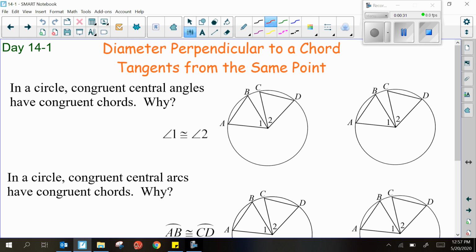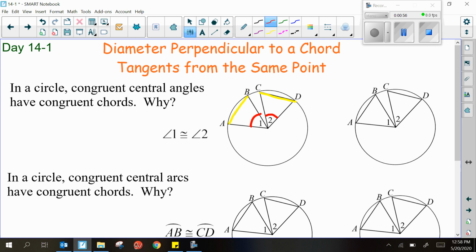All right, so the first situation we have in a circle, congruent angles have congruent chords. In other words, if I say that angle 1 is congruent to angle 2, how can you prove that chords AB and CD are congruent? I don't know they're congruent right now. I want to prove it.